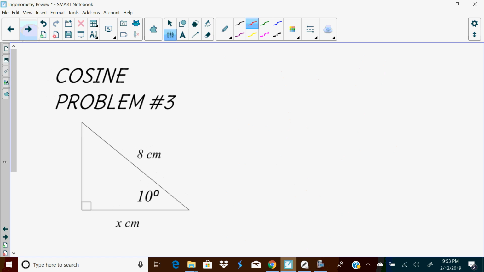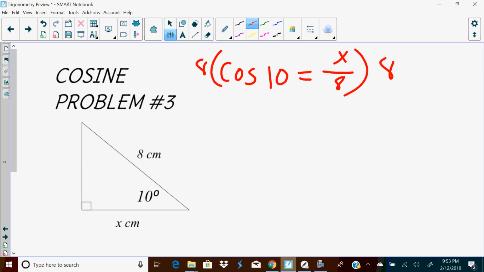Third is if I don't know my adjacent side. So I can do cosine of 10 equals x over 8. Multiply both sides by 8. So I get 8 cosine of 10 equals x. Put it into my calculator, and I get 7.887 meters.